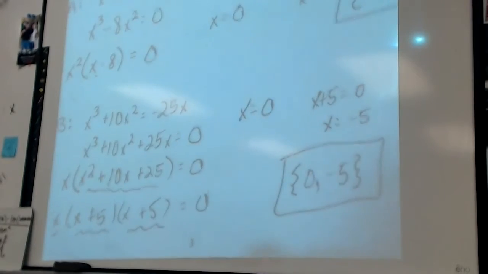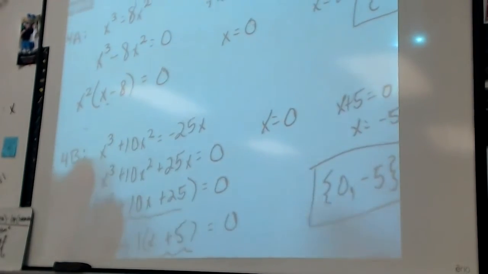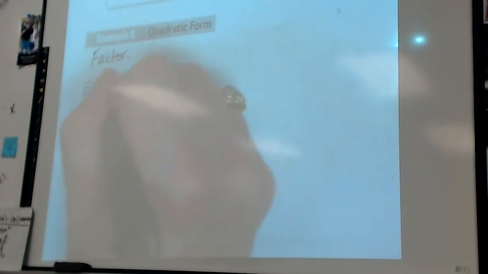Okay. In example 5, we're going to talk about quadratic form. The directions here are to factor. We're not solving, just factoring. Example 5a, x to the 4th plus 5x squared minus 6.